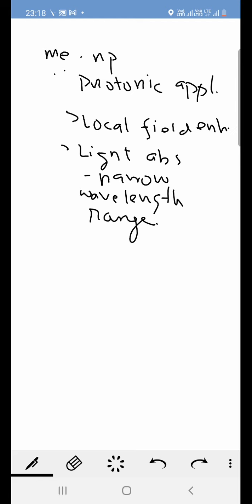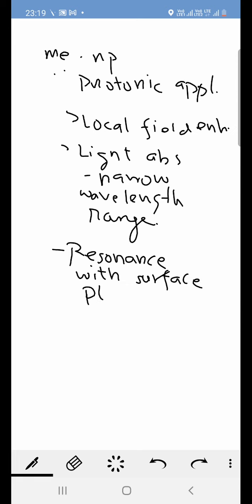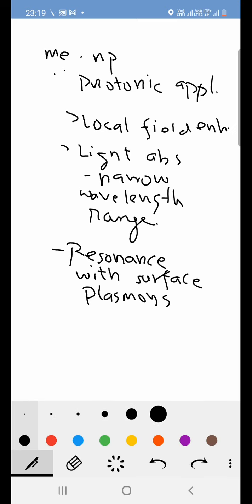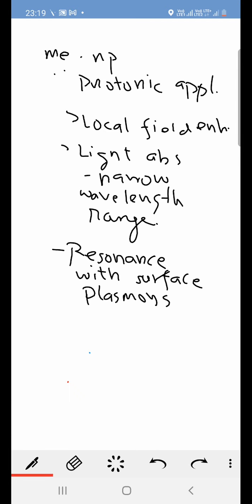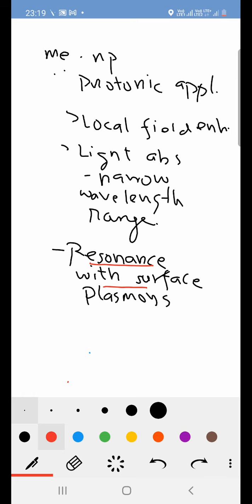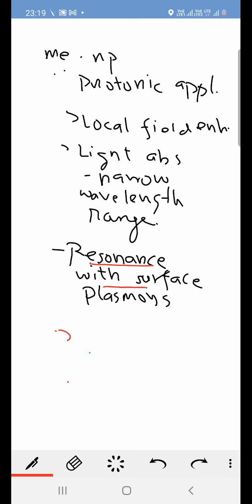And there is resonance with surface plasmons. Whether resonance will occur or not depends upon two factors: first, the shape of the nanoparticle, and second, the dielectric environment.